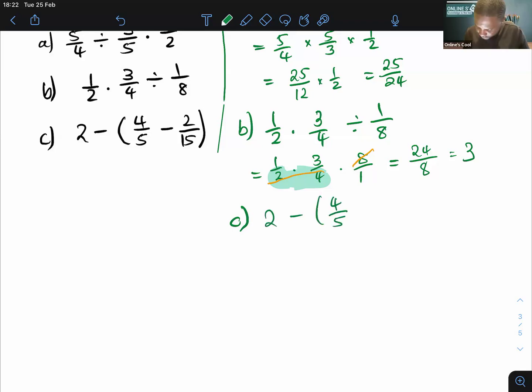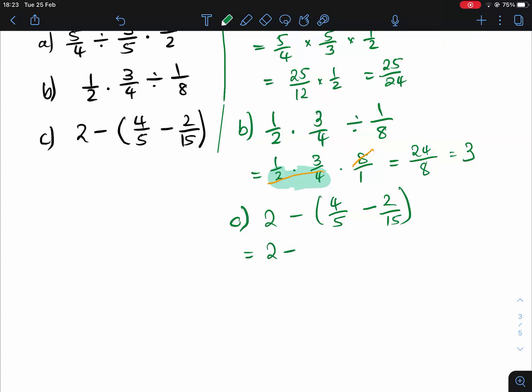The next exercise is 2 minus 4 over 5 minus 2 over 15. What do we do? Okay, so first thing, BODMAS says brackets, right? So you're going to say 2 minus, then open your bracket, and say 4 times 15. Okay, that's correct to say 4 times 15.